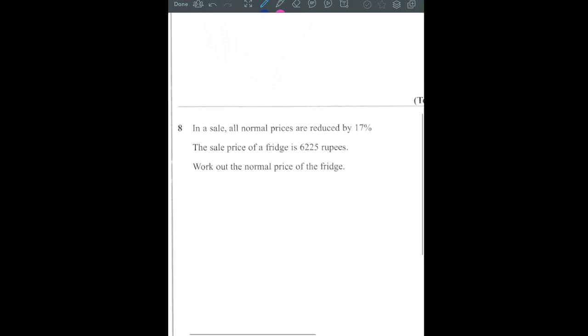Question 8, percentages. In a sale, all normal prices are reduced by 17%. The sale price of a fridge is 6,225. Work out the normal price. Well, reduced by 17%, that's a decrease. If you start with 100%, you lose 17%, you're left with 83. 83% as a multiplier is 0.83.